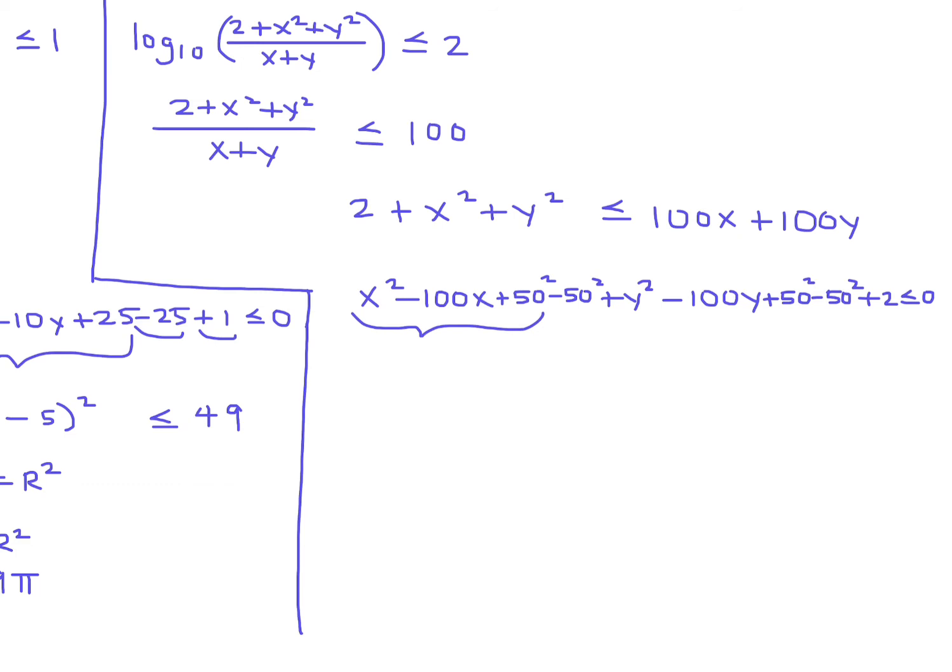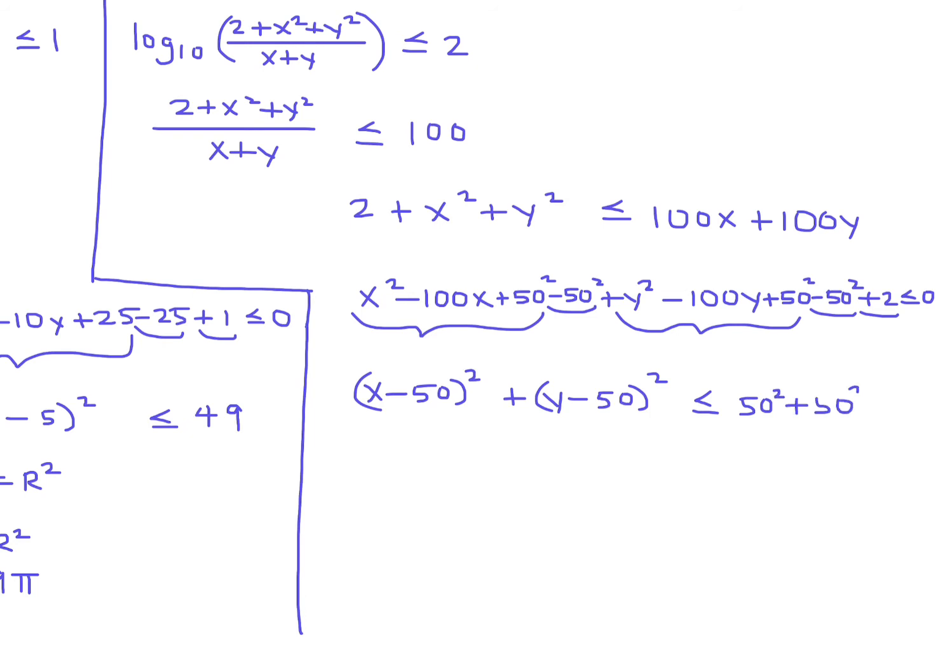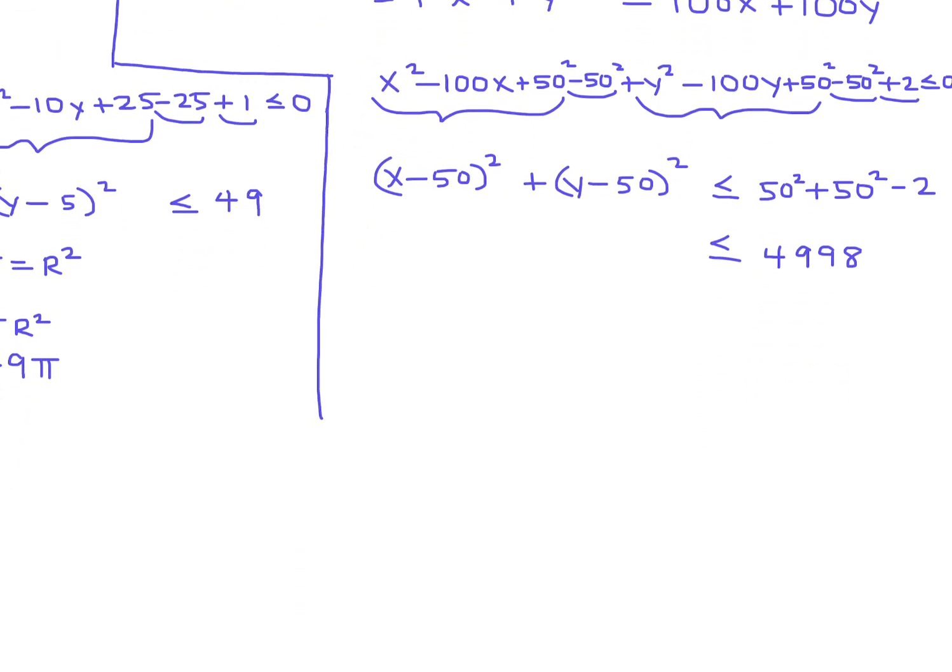So this part factors to x minus 50 all squared, and this part factors to y minus 50 all squared, and then we've got a minus 50 squared plus 2, minus 50 squared plus 2. So that's going to be 50 squared plus 50 squared minus 2 if you put it all on the other side. And this looks like 2,500 plus 2,500, 5,000 minus 2, so 4,998.